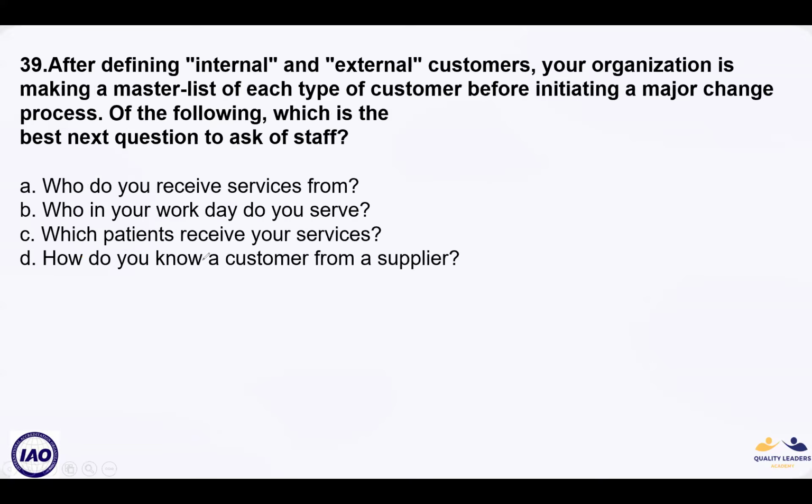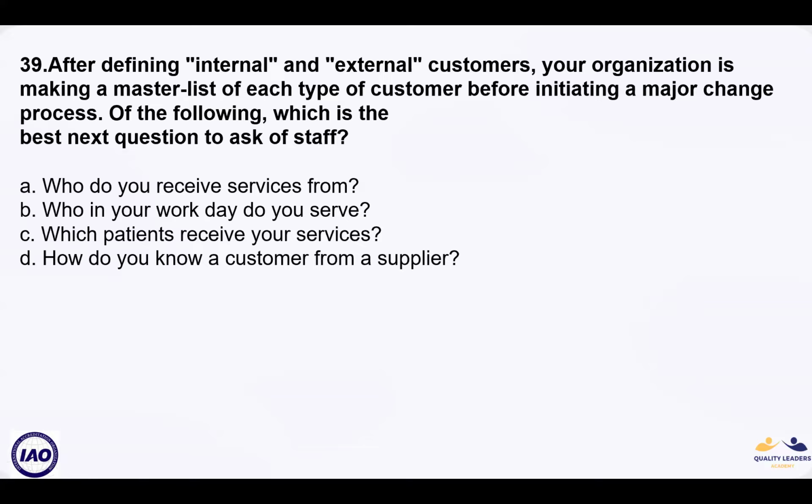Coming to question number 39. After defining internal and external customers, your organization is making a master list of each type of customer before initiating a major change in the process. Of the following, which is the best next question to ask? So what the question is asking is, they are making the master list of both internal and external customers. What is the question that you are going to ask? As simple as that. This is self-explanatory.